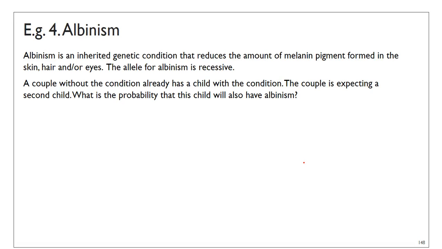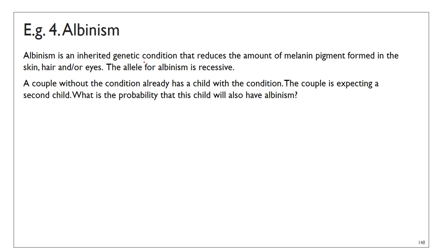So in the last two questions, I just want to give you some examples of how we could actually use our understanding of genetics and inheritance in real life situations. So example 4 here looks at albinism, which is an inherited genetic condition that reduces the amount of melanin pigment formed in the skin, hair, and or eye.